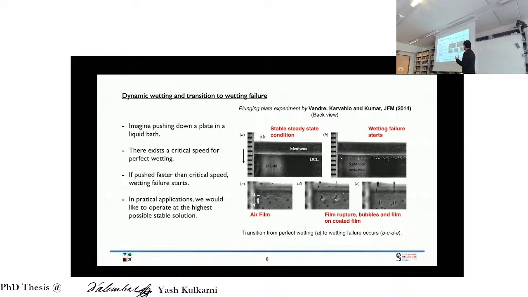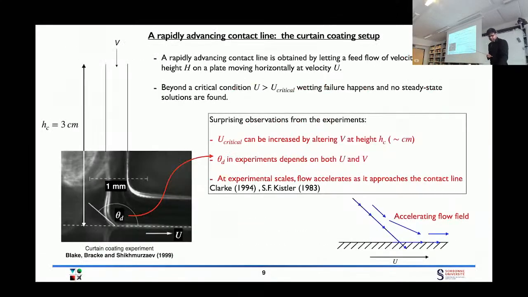and I mean these air films and this kind of stuff will get entrained, which would eventually degrade the quality of the coated product. And hence in practical applications, we would like to always operate in a stable regime. The setup we will be studying is a slightly different one. This is the curtain coating setup.